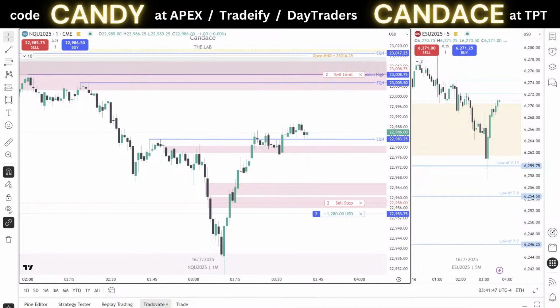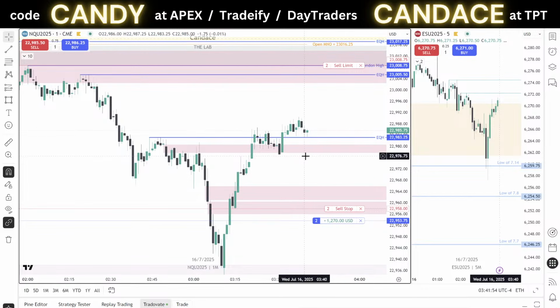Why don't I change my stop loss to here? This is too close to the current price. It's too close, like 10 points.